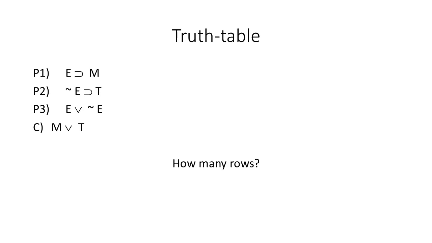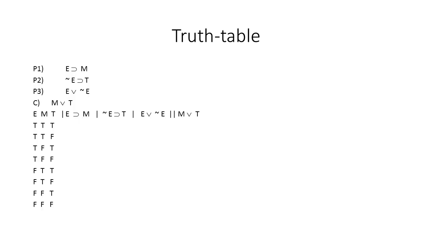All right, so here's a question. How many rows is it going to have? Well, how many simple statements does it have? E, M, and T, that's 3. So the number of rows will be 2 to the n, or 2 to the third in this case, where n is the number of different simple statements. And that's 8. So take a moment and set up your truth table. It's very important that you do this.